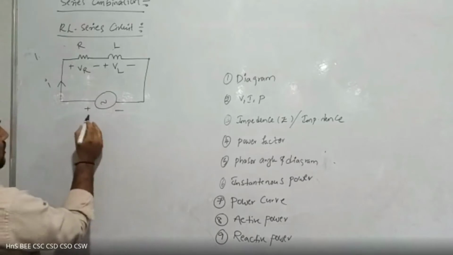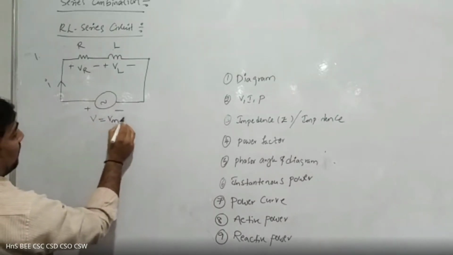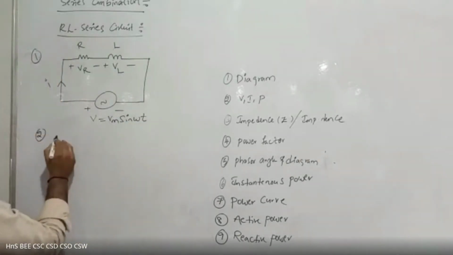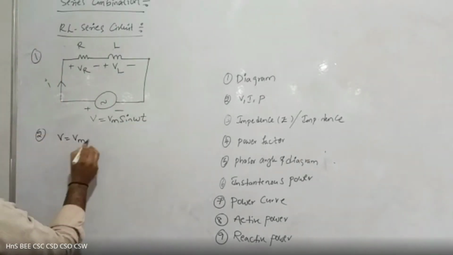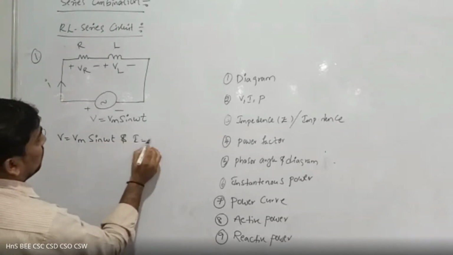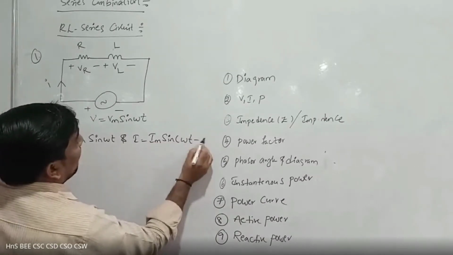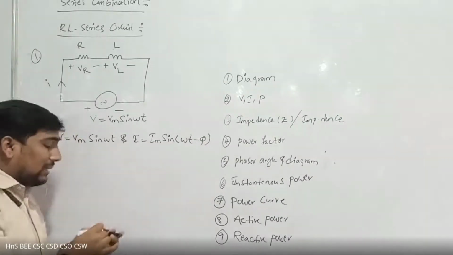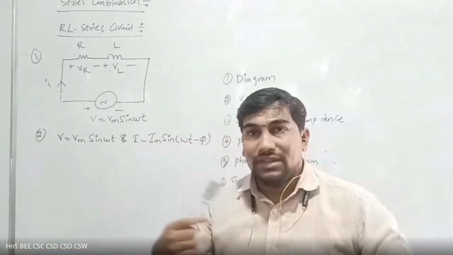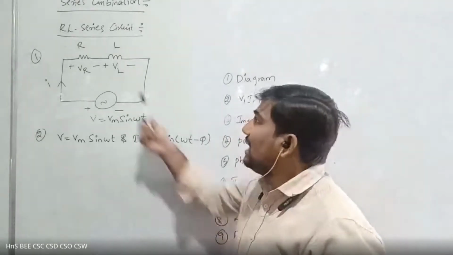Across this, we have some instantaneous voltage, that is equal to Vm sine omega t. Voltage and current, you already know very well. Voltage equals Vm sine omega t, and I equals Im sine (omega t minus pi). Sir, why are you writing minus pi? In an inductor, the current is lagging. From the previous class, we discussed already. The current is lagging in our inductor.